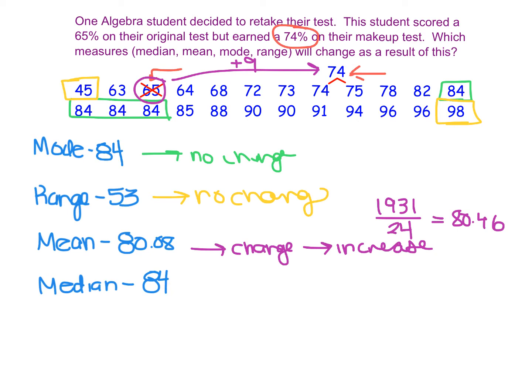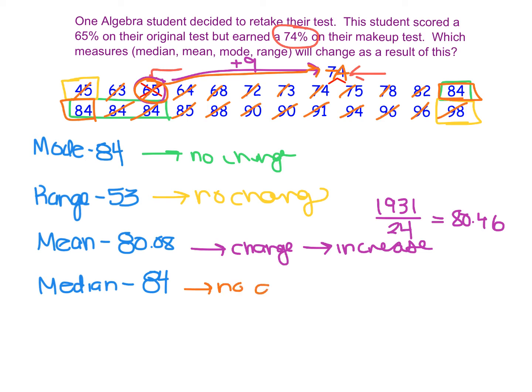Then our median, remember we were crossing off numbers to find that middle number. Our median, because this 65 stayed in the lower half of the data, it just moved to a different area. It didn't change the number that was in the middle because we would still cross off 1, 2, 3, 4, 5, 6, 7, 8, 9, 10, 11. And we would have these two numbers still in the middle.